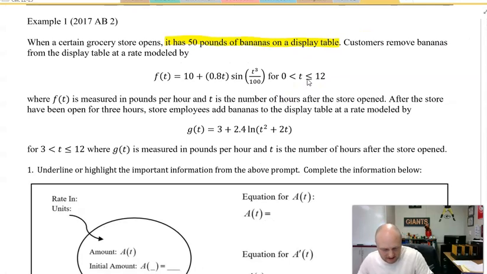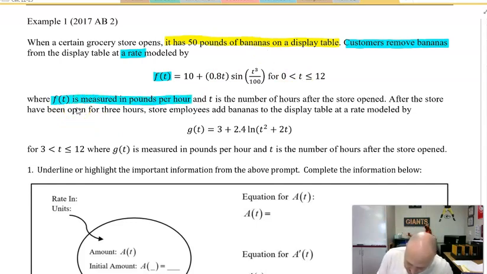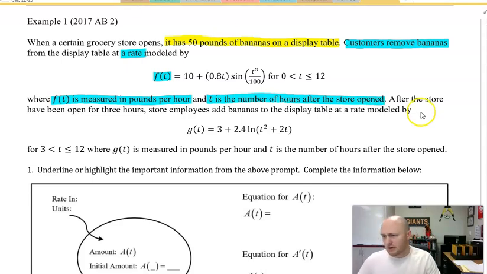Customers remove bananas from the display table at a rate modeled by f of t. So this is very important. They're giving us customers remove bananas at a rate of f of t, where f of t is measured in pounds per hour, and t is the number of hours after the store has opened.